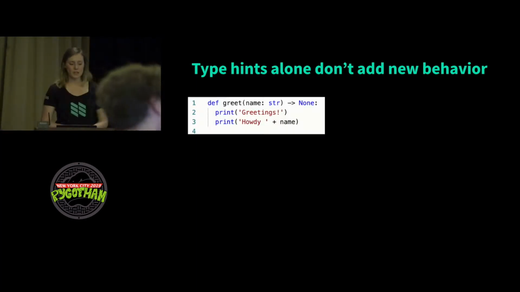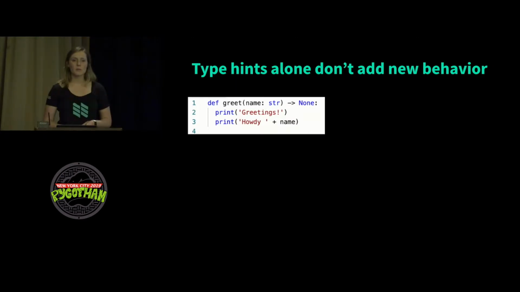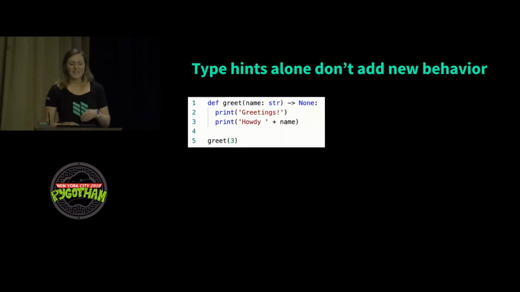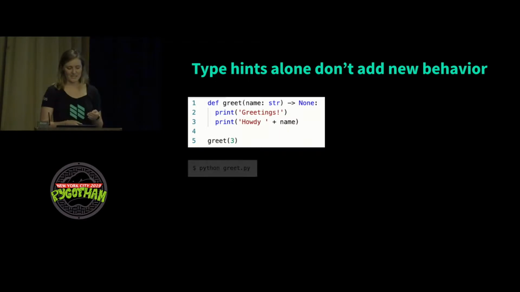Let's consider this function greet, which accepts a string parameter called name. Name should be a string because we do string concatenation, which will error if anything other than a string is passed in. But nothing is stopping me in this code from passing an integer to greet. So let's see what happens when we pass this integer 3 to greet.